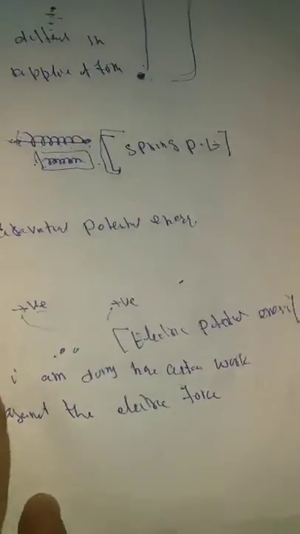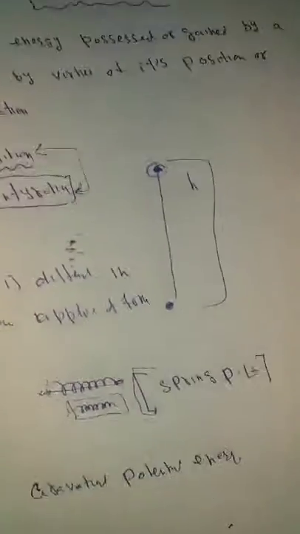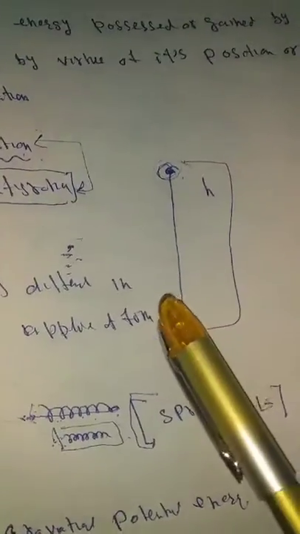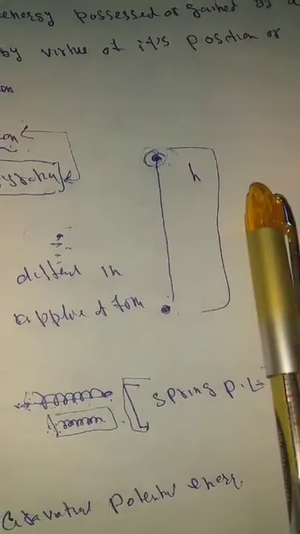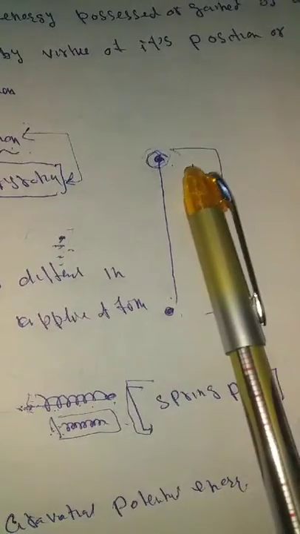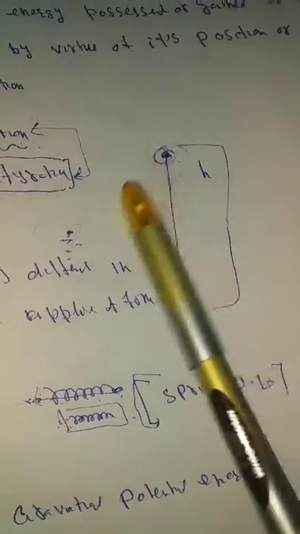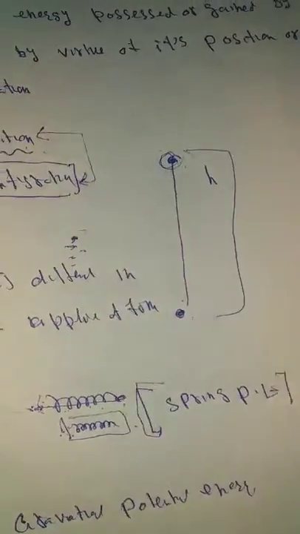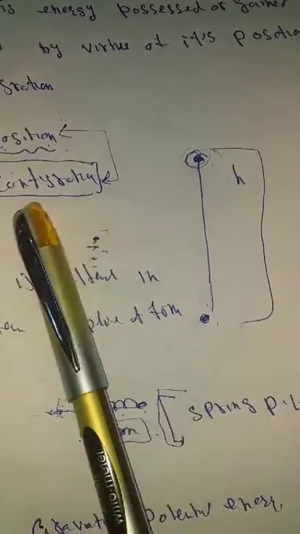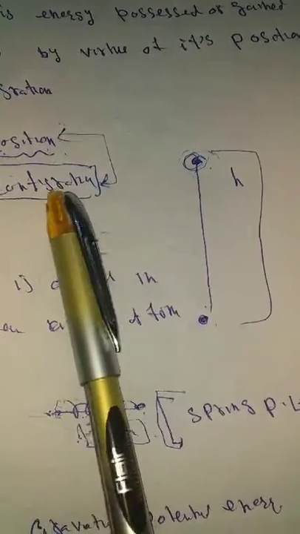Potential energy is the energy possessed by a body by virtue of its position or configuration. Position means when we change the position of a body, the body gains energy by changing the position. That energy possessed in the body is called potential energy. And due to configuration, when we change the configuration of a body, we are doing work on the body by changing its configuration.